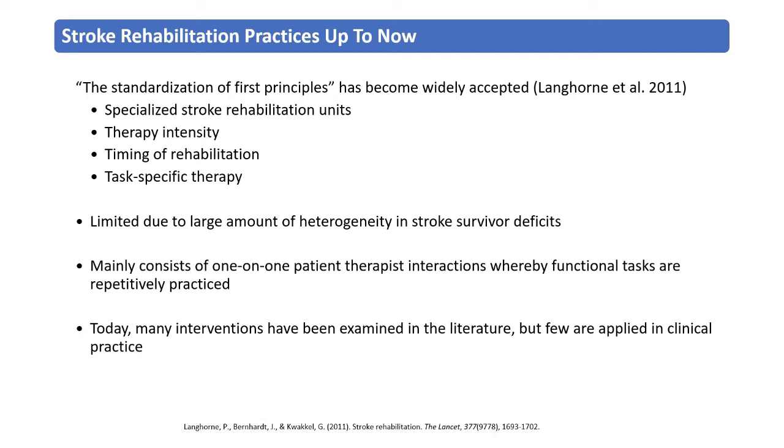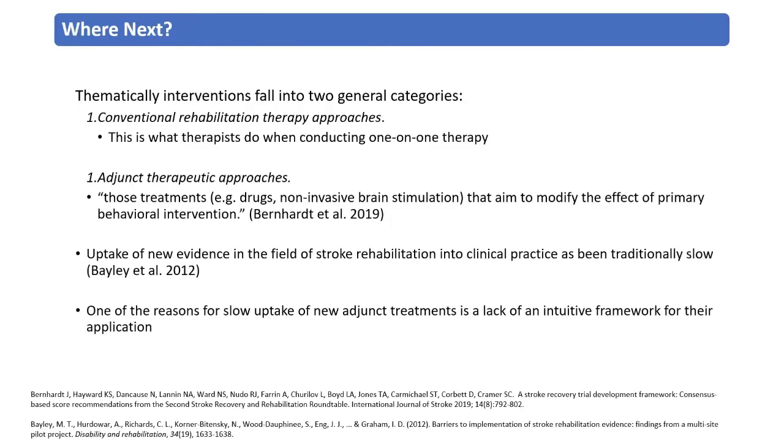In addition, although many interventions exist within the evidence base, only a few are applied clinically. Generally, these treatments can fall into two categories: conventional rehabilitation approaches and adjunct approaches, which aim to modify the effect of the primary behavioral intervention. Uptake of these new adjunct therapies, however, has been slow, and one of the reasons we believe is that there is a lack of an intuitive framework to understand and apply these interventions.